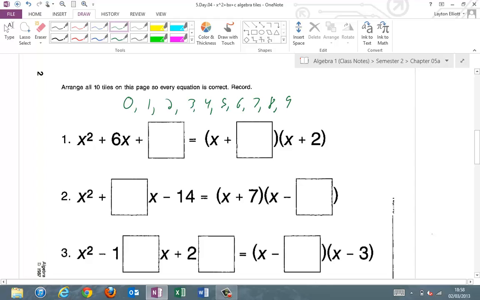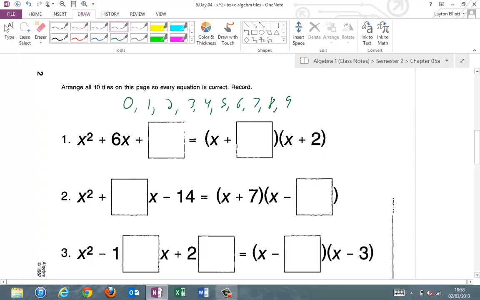So, with all the digits written at the top, I now can see what I need to do. Now again, pause this and go ahead and finish this if you know what you're doing now. I'm going to keep working through this if you don't, but you can finish this thing right now and be done with it. X squared plus 6x plus something is equal to x plus something and plus 2.